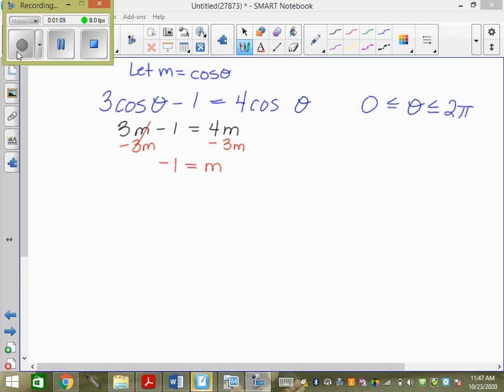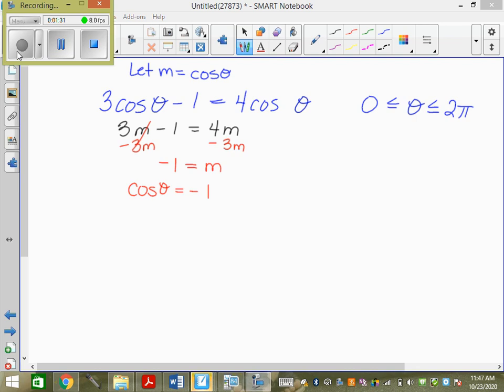Because in grade 11, whenever we got something equals something, we were done. But remember, we don't actually even have an m in this question. We have cos theta is m. So I have to remember to put it back. So now I go cos theta equals negative 1. Where does that happen? When x equals negative 1.